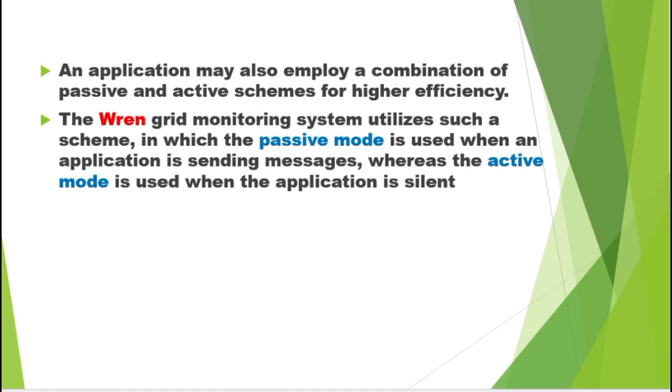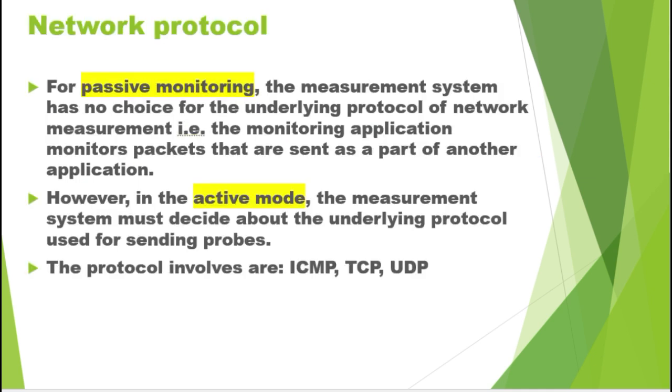And then they use active mode when the application is silent, because they cannot gather any information when there are no messages being sent. So they inject additional traffic packets in order to be able to monitor the traffic. For passive monitoring, since we do not add any additional packets, there is no choice for measuring the information. We need to use whatever protocol is being used for sending all the traffic.